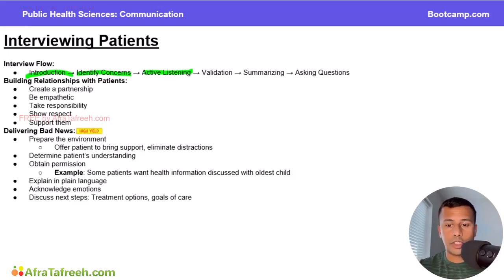After the patient has finished talking, we're going to validate them. These are concerns that a lot of other people have. This is not a strange thing. I hear what you're saying. All of these things are going to really build that physician-patient relationship.